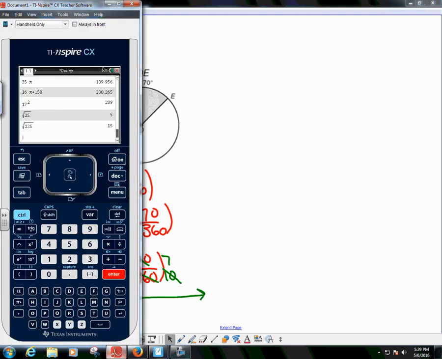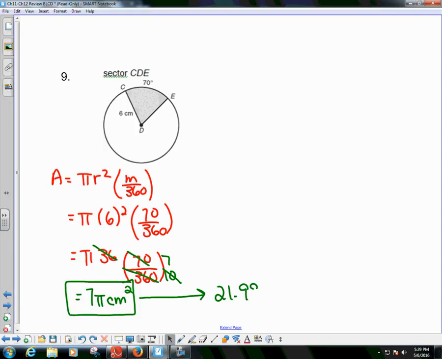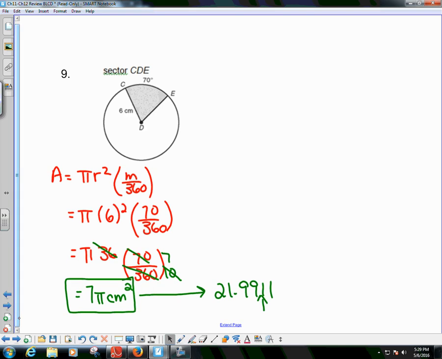So I'm going to go to my calculator and say 7 times pi gives me 21.9911. I'm rounding to the nearest hundredths. I looked at the third decimal, and that tells me what to do. So my volume, excuse me, the area of my sector is going to be 21.99 centimeters squared, approximately.